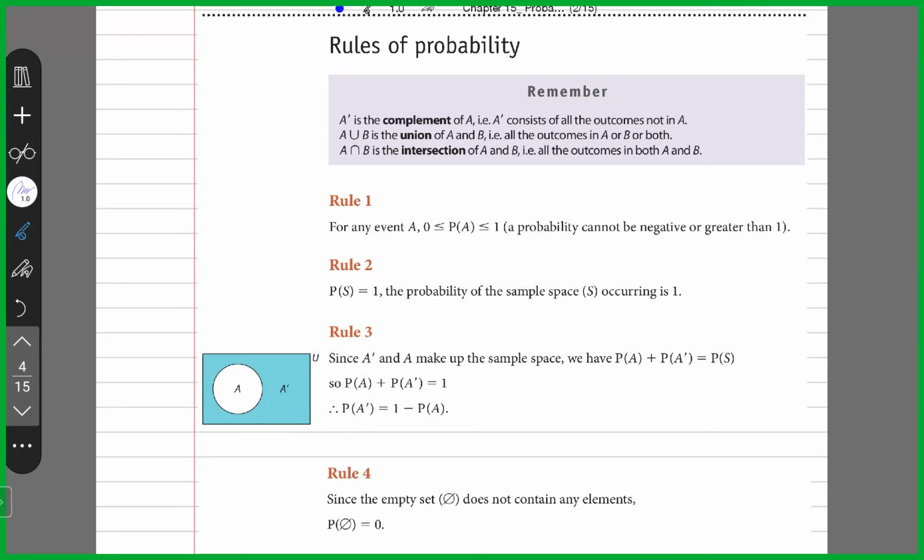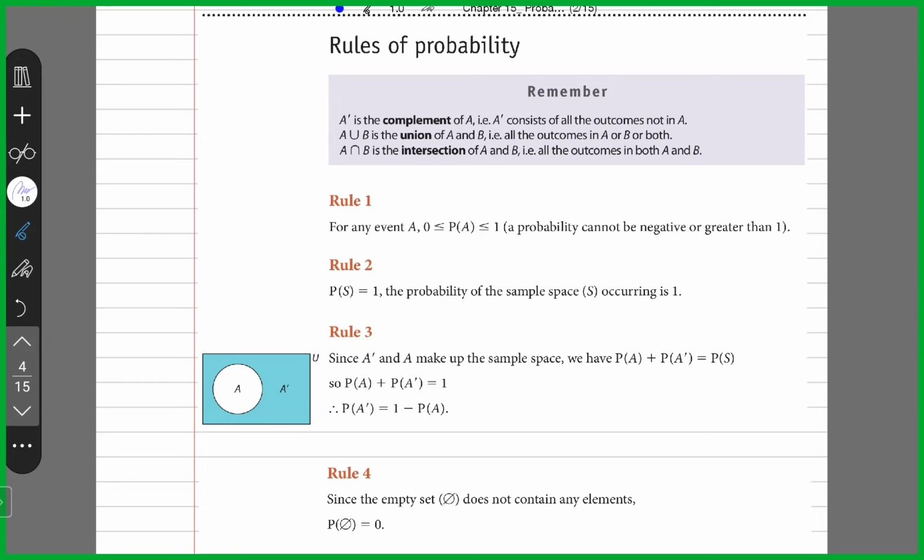Rule number 1, for any event A, the probability of A is less than 1 but greater than 0. A probability cannot be negative or greater than 1.